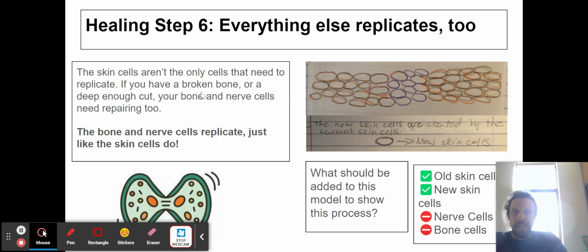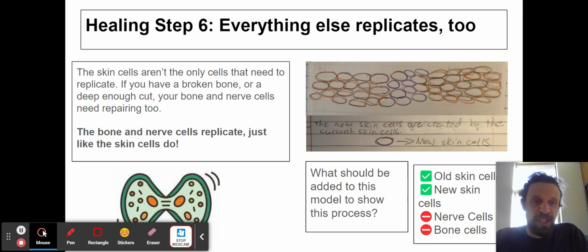So what happens after they've replicated? Well, everything else replicates too, right? Say you have a worse injury, like you get a broken bone or you get a deep enough cut that it damages those nerve cells. Then your nerve cells and your bone cells replicate too. So all three would replicate: nerve cells, bone cells, and skin cells. If we use the same model, which I wasn't asking this person to do, but say it's just showing skin cells replicating, we would need to add the nerve cells and bone cells replicating too, to show that bone cells and nerve cells replicate just like skin cells.